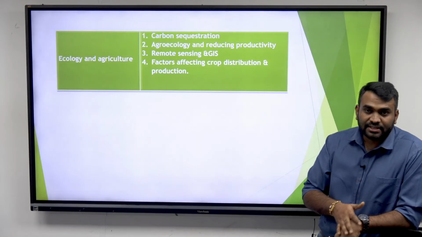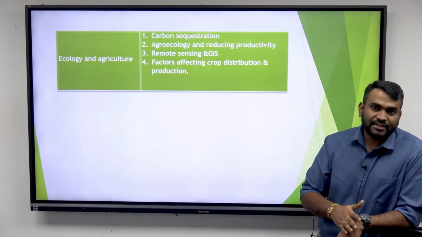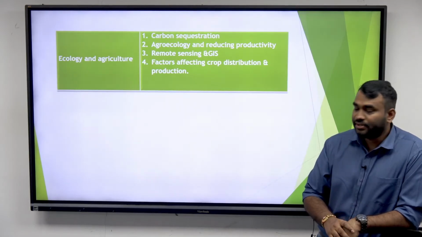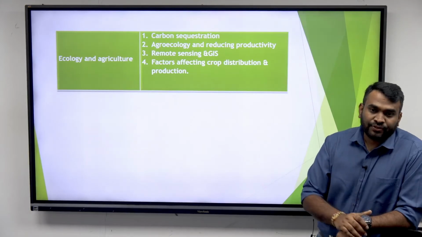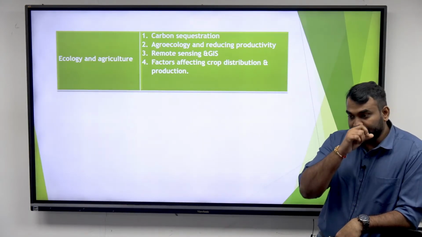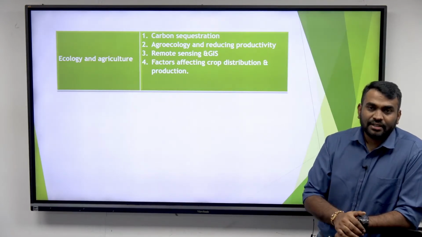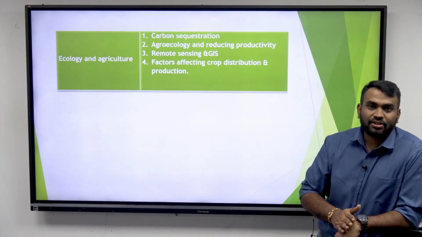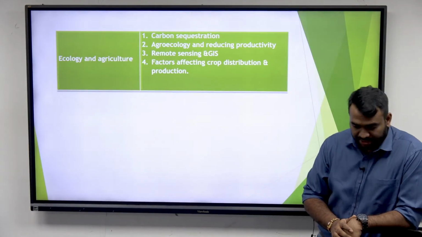Next one is remote sensing and GIS. For the last 2-3 years this question has not appeared. So this year definitely there is a high chance that this question is going to come, right? Next one is factors affecting crop distribution. So if you are well versed with this syllabus portion, there is this topic, physical, social and environmental factors responsible for crop distribution. So that is going to be one of the important topics for this year's mains, right?